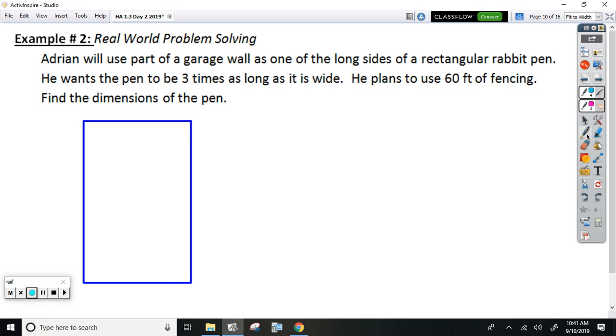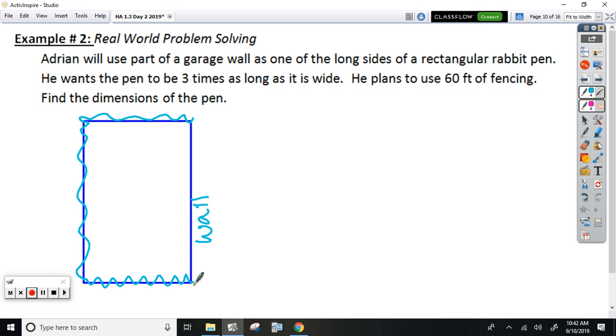So his garage wall will be one of the long sides. So I'm just going to label this. This is his wall, and then he's putting 3 sides around it to push it against the wall to enclose his rabbits. He wants the pen to be 3 times as long as it is wide, and he plans to use 60 feet of fencing. So again, he only has to fence these 3 sides because you're pushing it up against the wall.